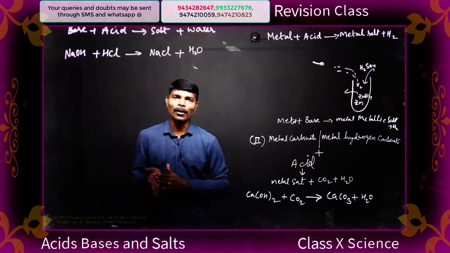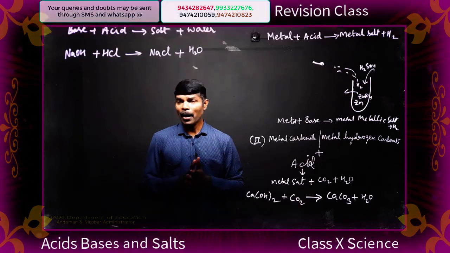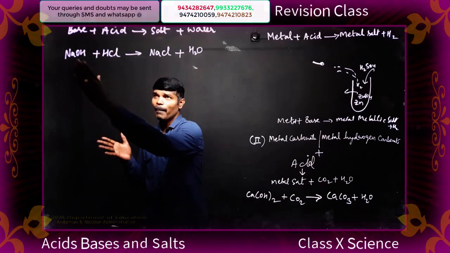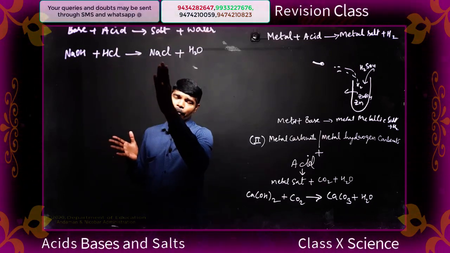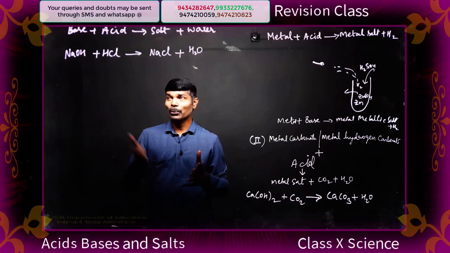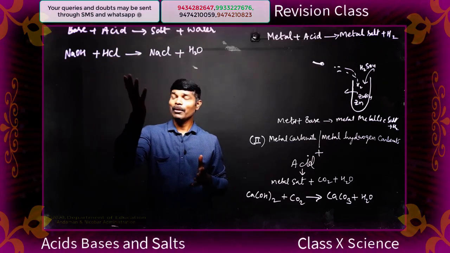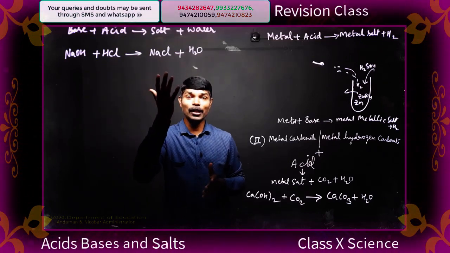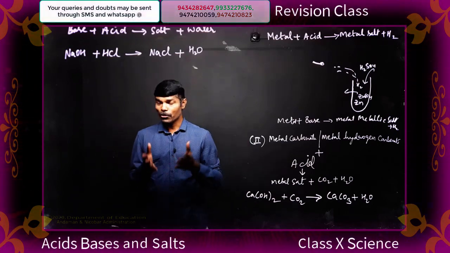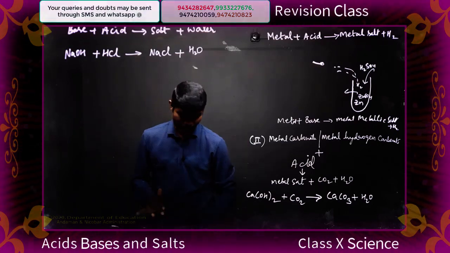This reaction is called a neutralization reaction. Why? Because here it is a base and this is the acid, and the product we have obtained is neutral. As a result of the chemical reaction, we are getting a neutral product, so the reaction is called a neutralization reaction, right?